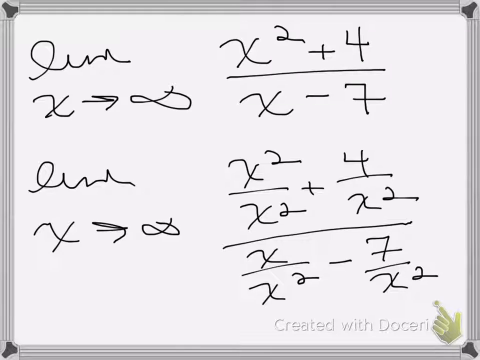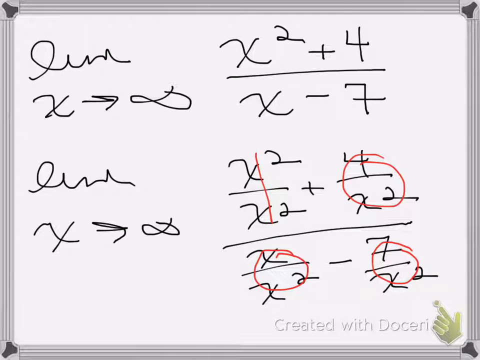So what's going to happen with that? My first term, let's see, this becomes a 1. Okay, in the limit, 4 over x squared is 4 over a very large number. So as x goes to infinity, that's going to become 0. X over x squared reduces to 1 over x, and in the limit, that's going to go to 0. 7 over x will also go to 0. So what do I have? I have 1 over 0.